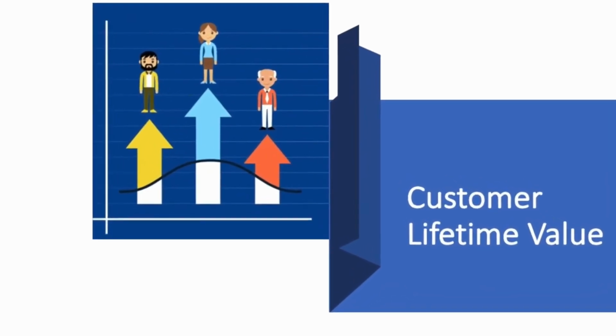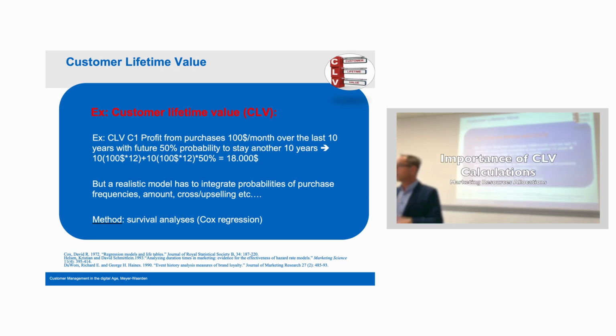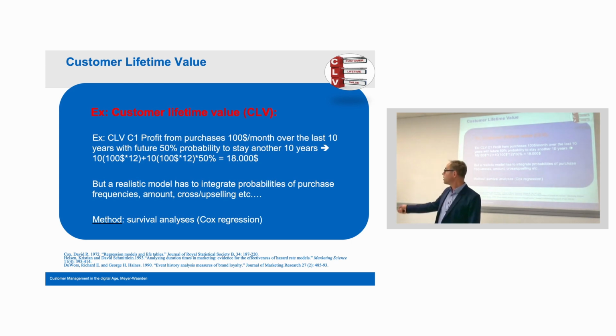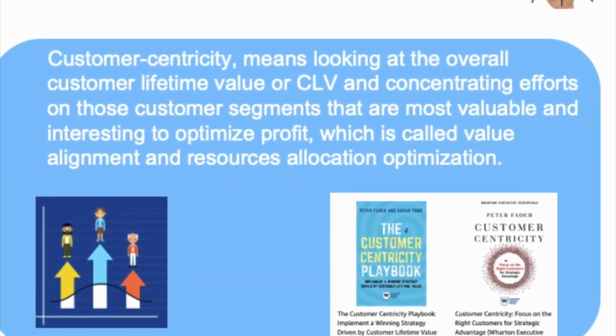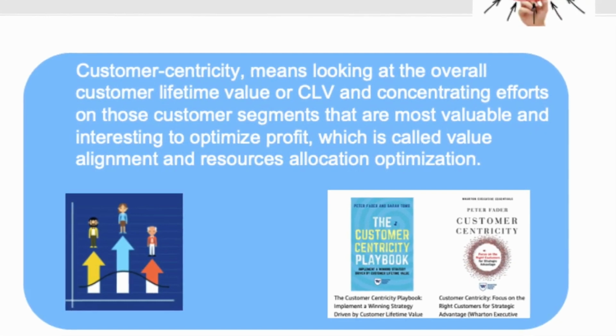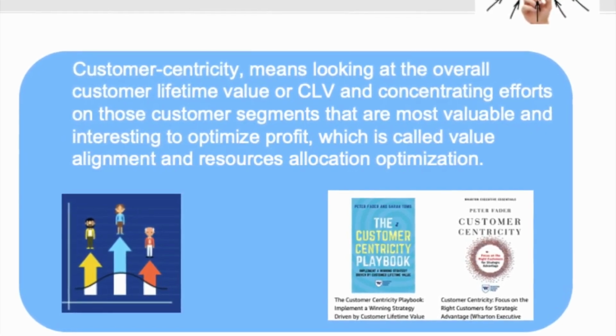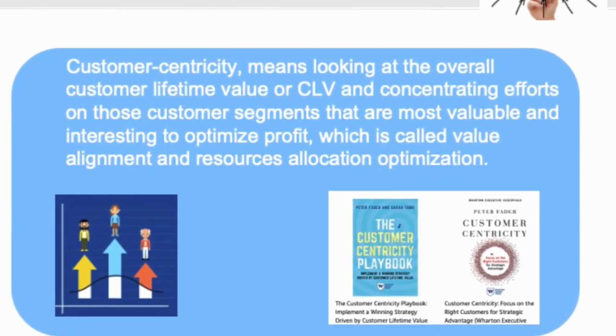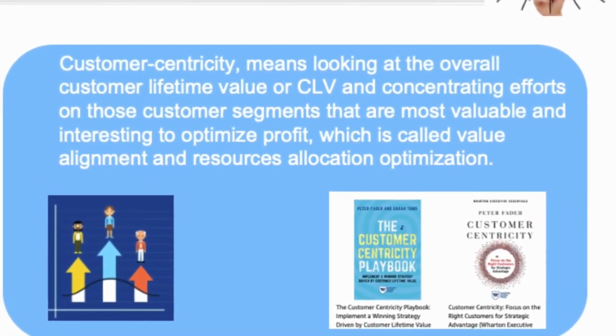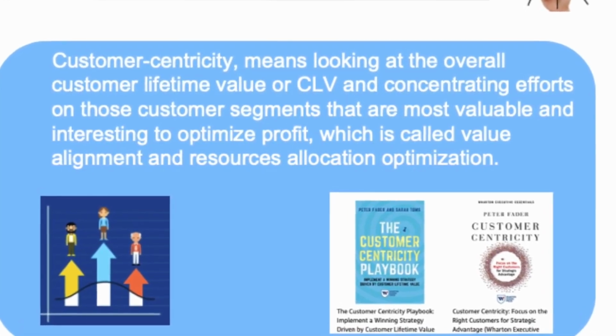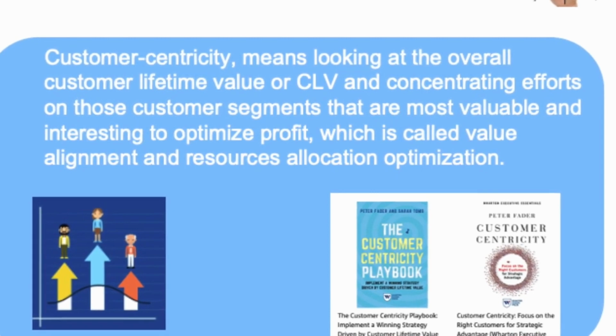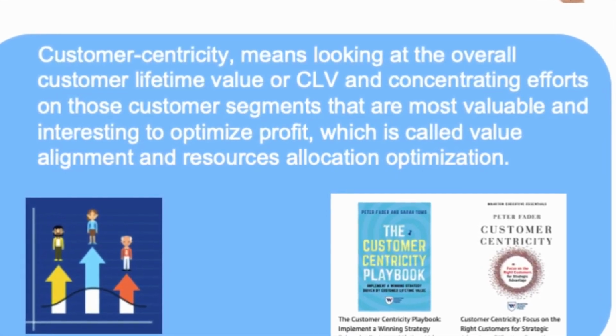Customer lifetime value is important to do segmentations for resource allocation. Because you know that if a customer has a high CLV, like as we have seen, the question is to which customer should we orientate resources? We should do it for huge customers, heavy customers, customers having a big potential. And this means, again, customer centricity. Customer centricity simply means looking at the overall customer lifetime value, or CLV, and concentrating the efforts on those customer segments that are most valuable and interesting to the firm to optimize profit, which is called value alignment and resource allocation optimization.